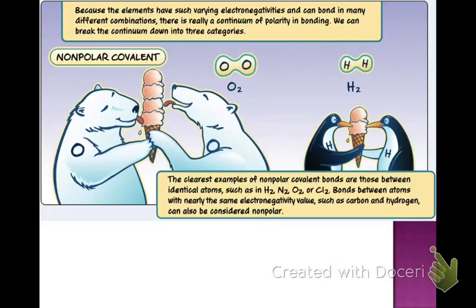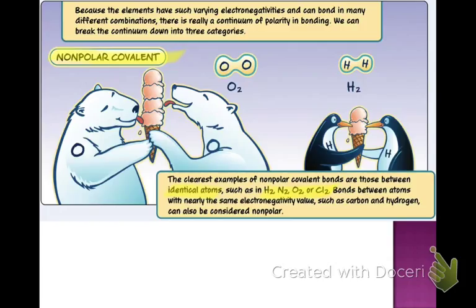Because the elements have such varying electronegativities and can bond in many different combinations, there is really a continuum of polarity and bonding. We can break the continuum down into three categories. So the first category is nonpolar covalent. We show that there's equal sharing between identical atoms. So the clearest examples of nonpolar are those between identical atoms, such as H2, N2, O2, Cl2.